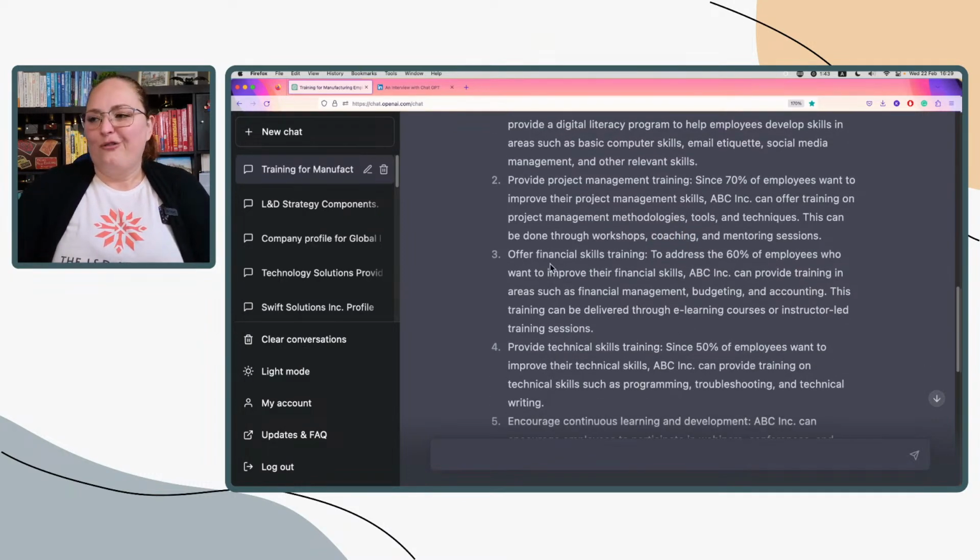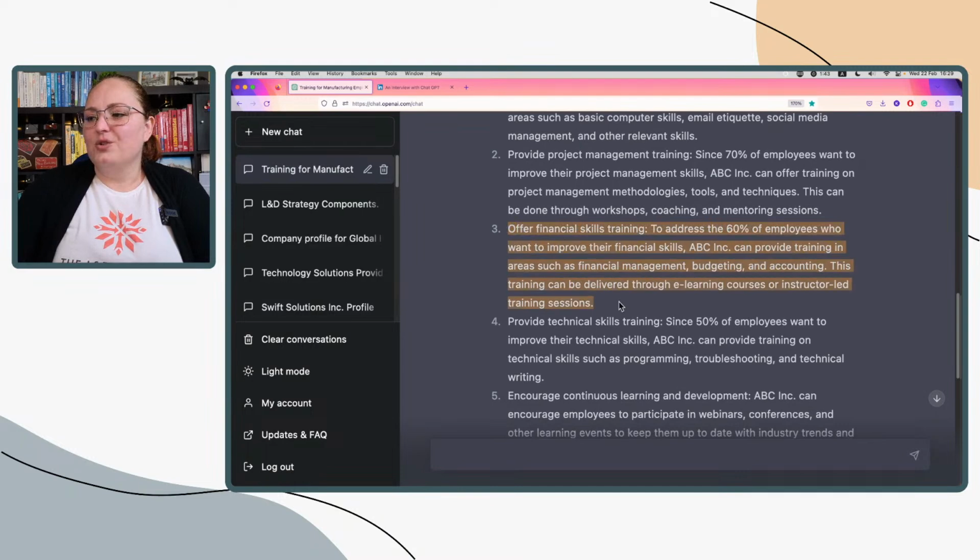There is our curveball. Offer financial skills training. Let's see. To address the 60% of employees who want to improve their financial skills, ABC Inc. can provide training in areas such as financial management, budgeting, and accounting. This training can be delivered through e-learning courses or instructor-led training sessions. So it did take the bite.